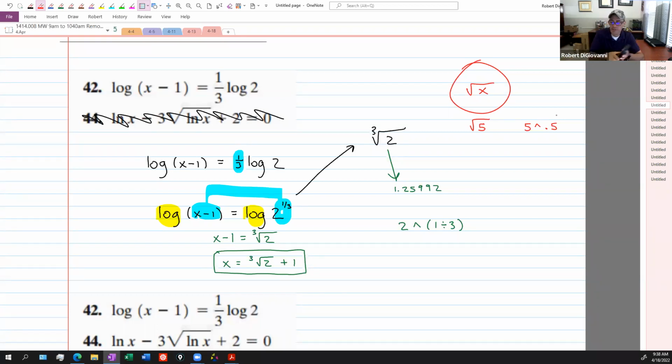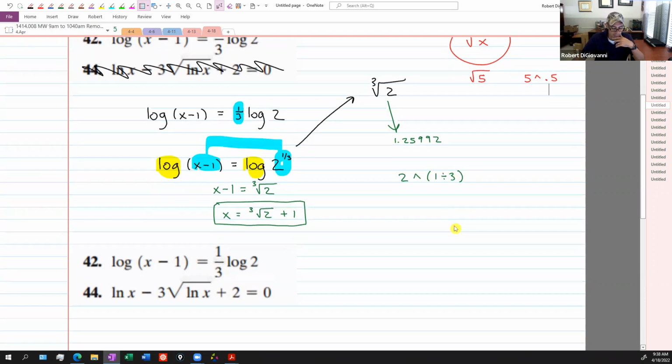I'm just telling you that's because it's more general. You can use this for any root. If you had the 4th root, you could go 5 raised to the 0.25, or you could say 5 raised to the 1 divided by 4, depending on how you want to do it. Just make sure that if you're going to do a fraction, you put this in parentheses.